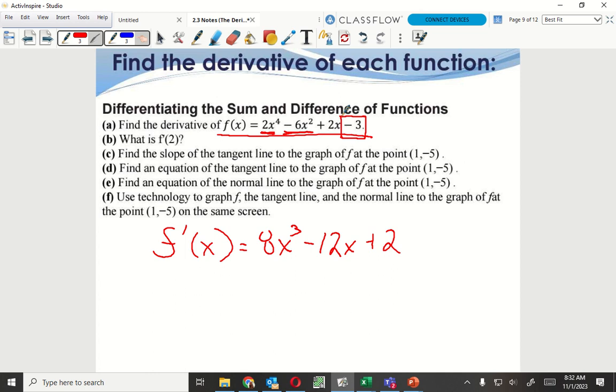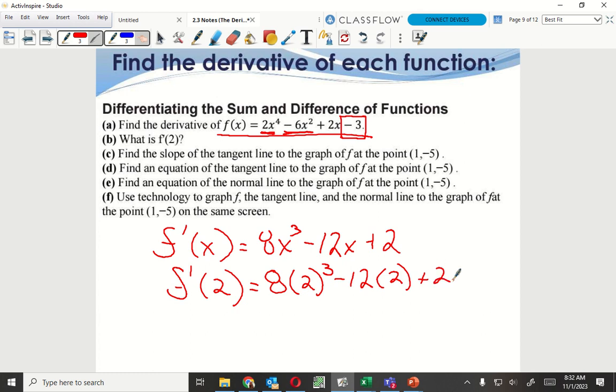So part B is saying that I'm going to take f prime of 2. What does that mean I'm going to do? What am I going to do with that 2? Everywhere that there's an x, I'm going to replace it with the number. Let's do that. So it's going to be 8 times 2 cubed minus 12 times 2 plus 2. Do the math for me, please. Actually plug it all in, and then you should get a singular number.